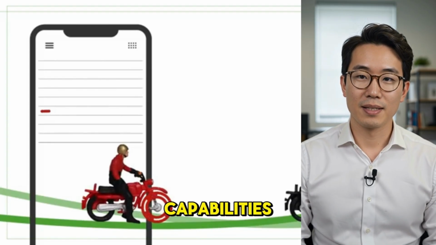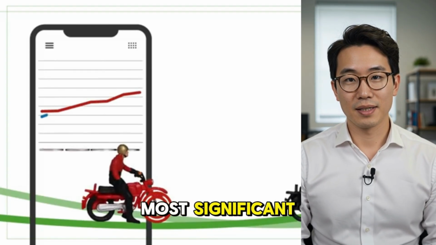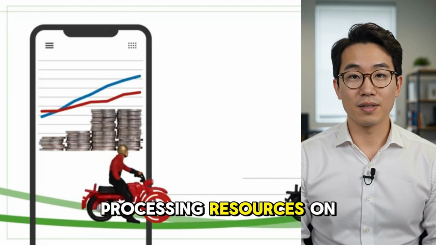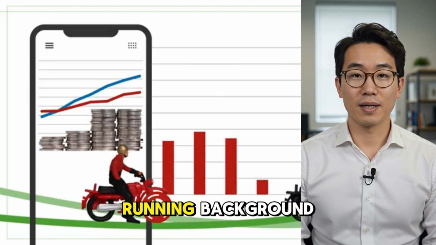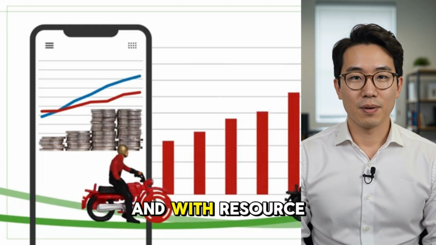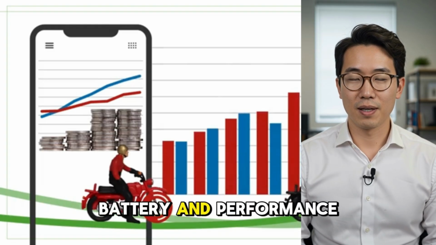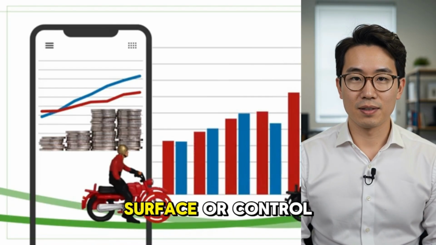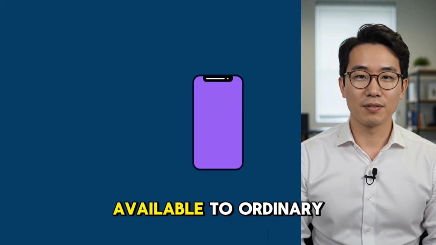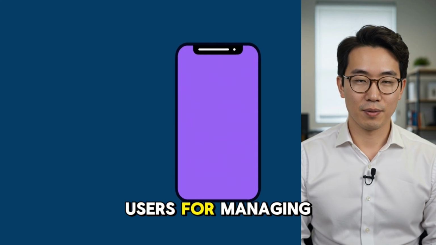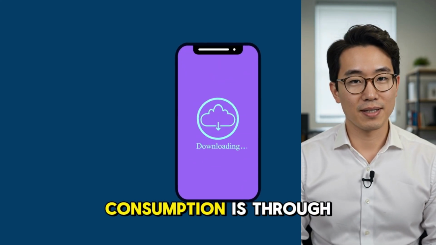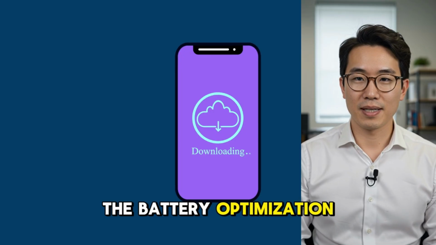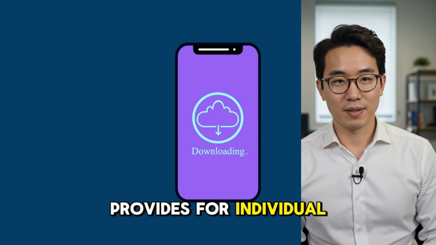access to its capabilities. It is also one of the most significant consumers of battery and processing resources on Android devices, running background tasks at frequencies and with resource consumption that the normal battery and performance optimization tools available to users do not effectively surface or control. The most direct intervention available to ordinary users for managing Google Play Services resource consumption is through the battery optimization settings that Android provides for individual apps.